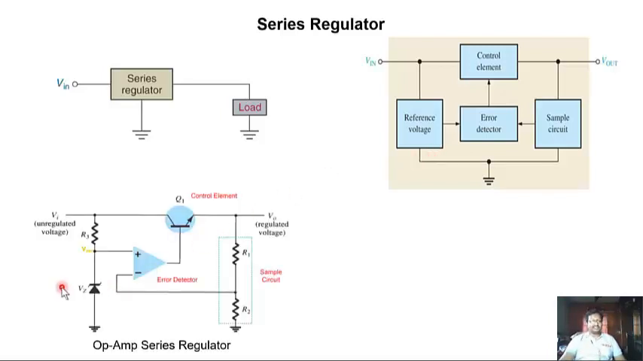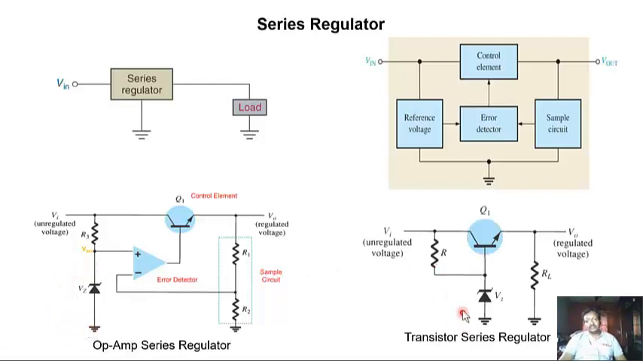Here is a design of a series regulator using an op-amp. The op-amp functions as an error detector. The Q1 transistor acts as the control unit. For sampling, we have used a voltage divider network here. For the reference voltage, one can use a Zener diode in reverse breakdown, which provides a constant voltage across the Zener in reverse bias. Some other versions are transistor series regulators.